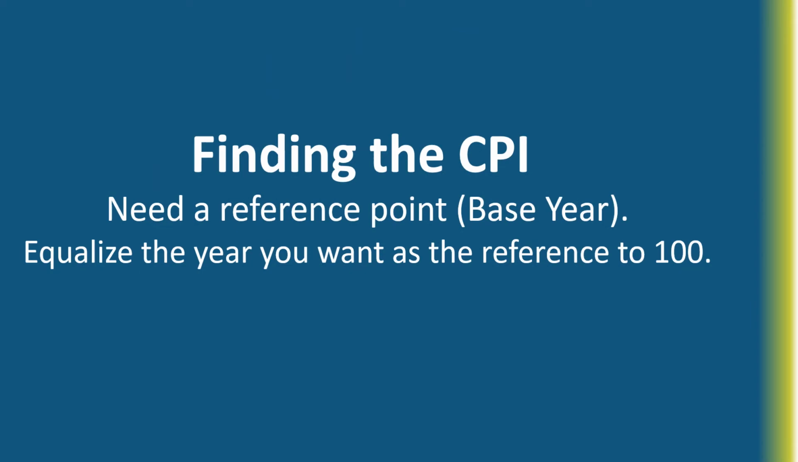So how do you find the CPI, right? The first thing that you need to do is you need a reference point. And so what you're going to do is equalize some year to 100 for our base year. So you're going to set the year you want as the reference point to 100. So however much the CPI or the typical bundle of goods cost you during this year, if you're going to make this your base year, you have to equalize this to 100. So how do we go about doing that?